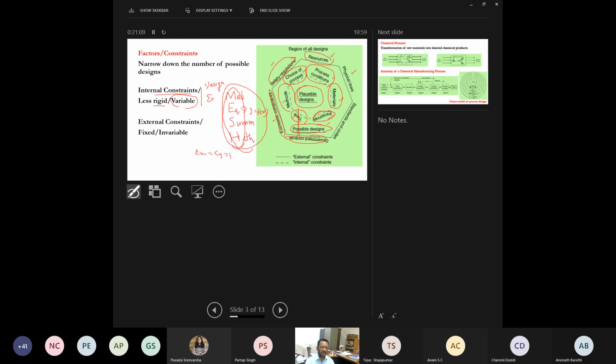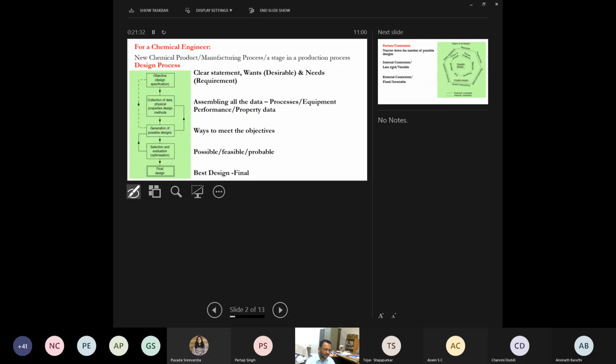Okay, so we have to, once the possible designs are arrived at based on these external constraints, subject these designs to the internal constraints. Okay, all these 6 are applicable to the filtered out design methods. Okay, then we have to go for the final design. So here you can select and evaluate the possible or feasible and probable designs subjected to different constraints, fixed constraints and variable constraints.